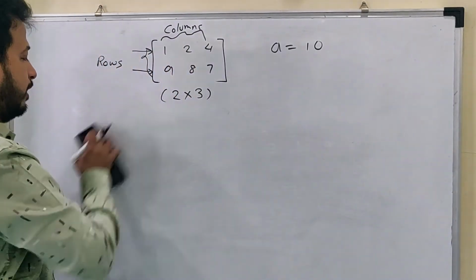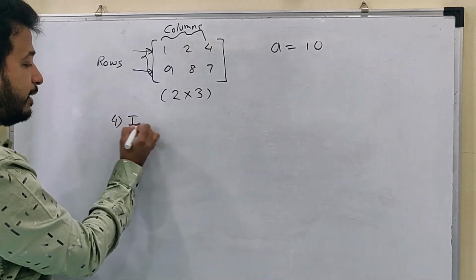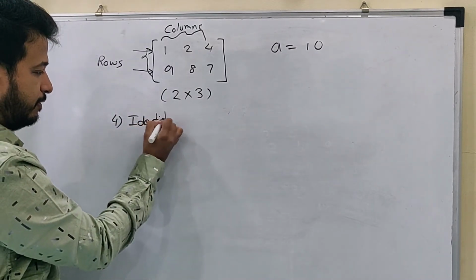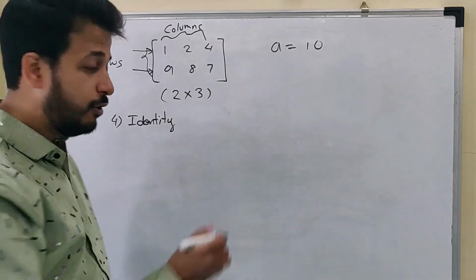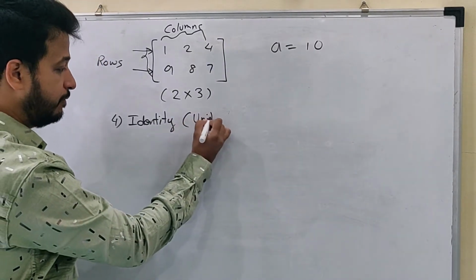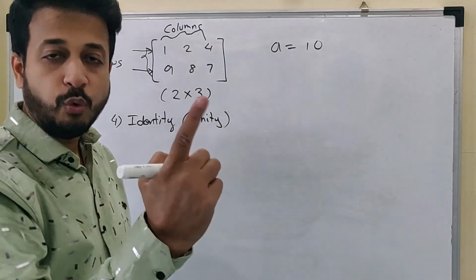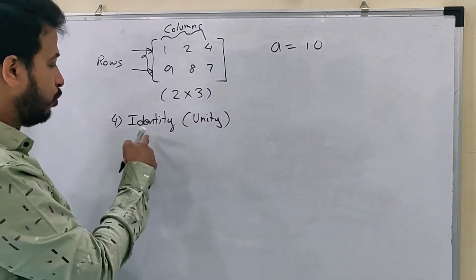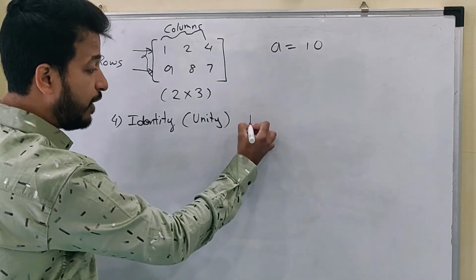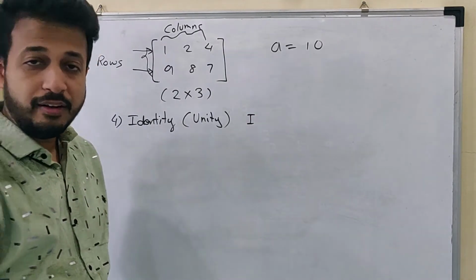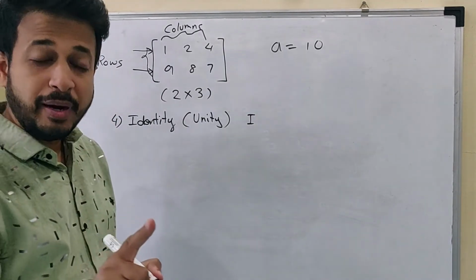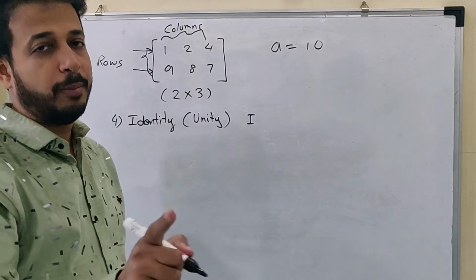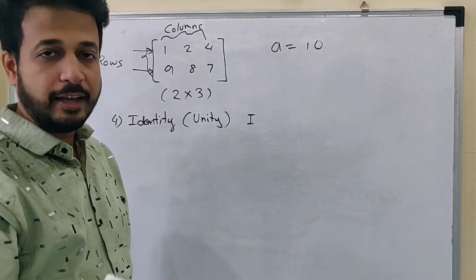Then the next thing we have is called the identity matrix. Identity matrix is also called unity. You all know unity means 1, uno. We all play uno. So unity means 1, which is also called identity. The symbol of the identity matrix is given as I. Now an identity matrix compulsorily has to be a square matrix. You cannot have a rectangular matrix.